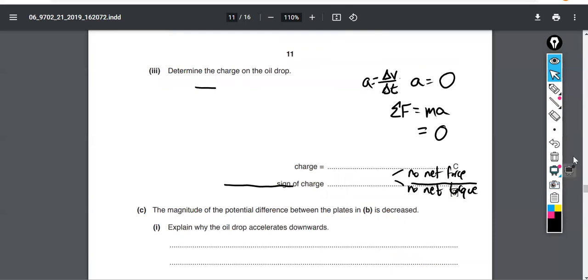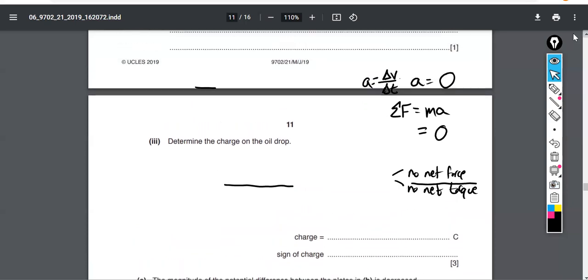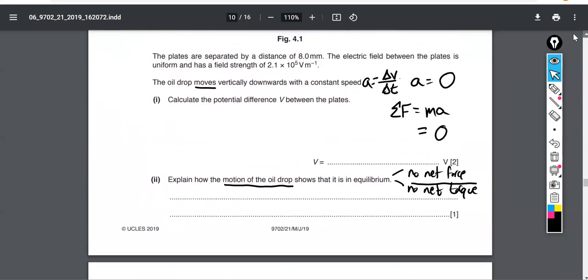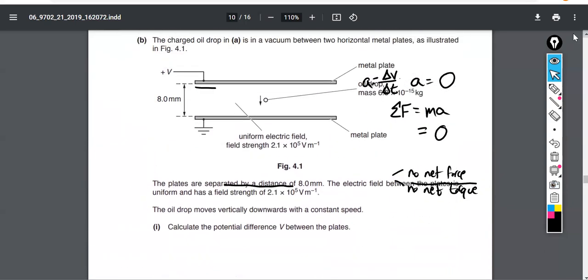Determine the charge on the oil drop. All right, let's keep in mind that we need to both calculate the charge and the sign of the charge. Let's go back up to figure 4.1 to consider that.